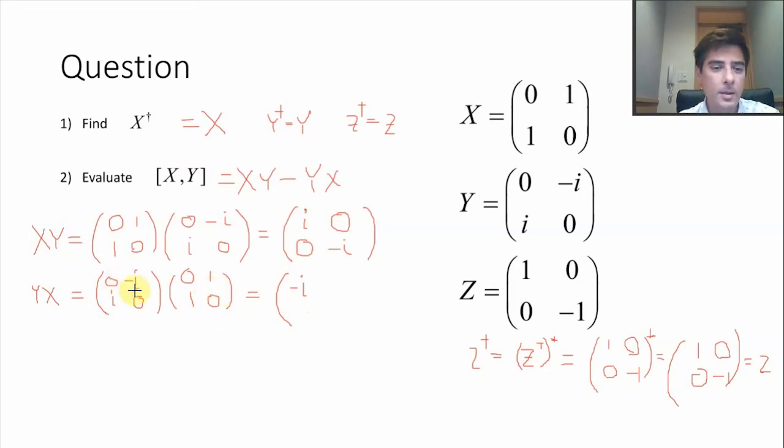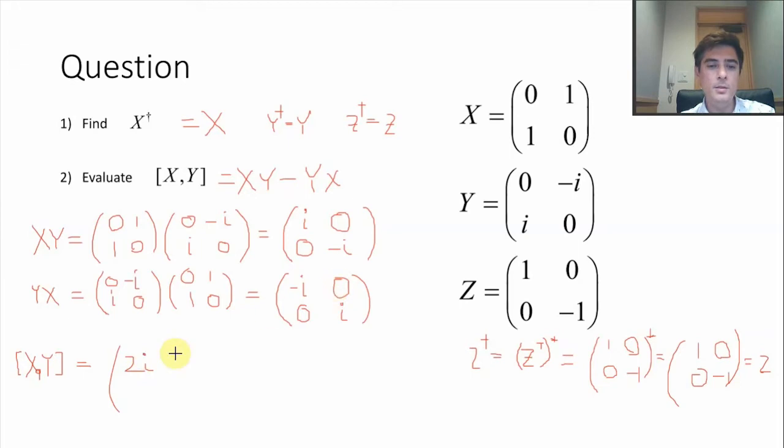So this column and this row, that's going to be 0. This column and this row is also going to be 0. This column, this row, that's going to be plus i. Okay, and then we've got to subtract those two things. So the commutator, so that was supposed to be a comma there, is going to be this one minus this one.